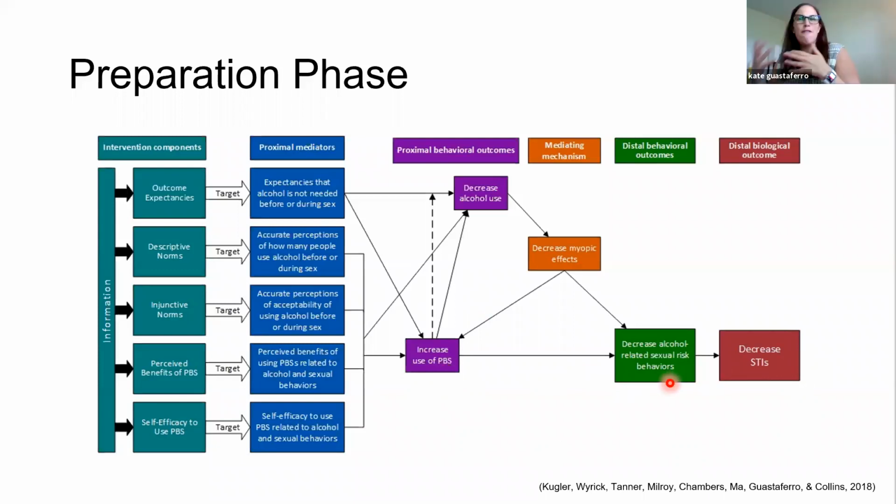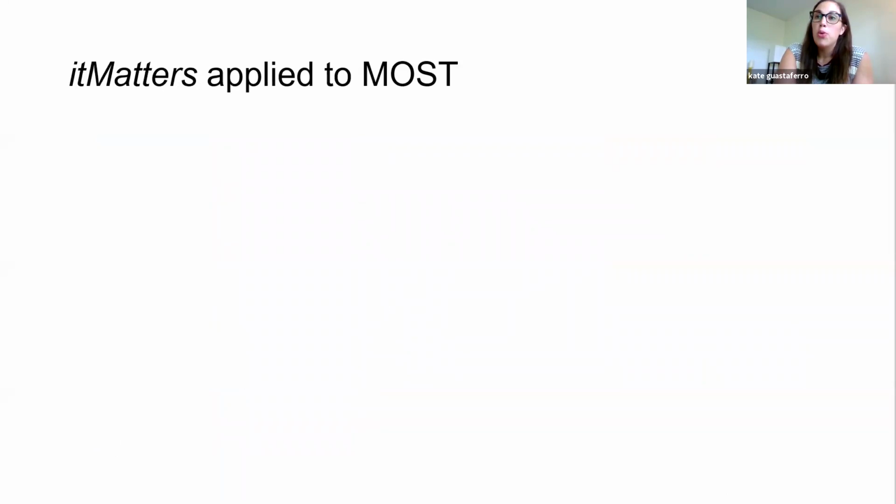So this feels a little bit like a path diagram, but it's not, it's a conceptual model. Anyway, this is the engine. This is how the components are designed to affect the outcome. After the preparation phase, we had the opportunity to take an iterative approach to optimization. And this paper is freshly published, so if you're interested, I'm happy to send it to you.